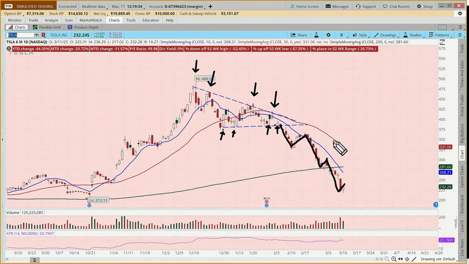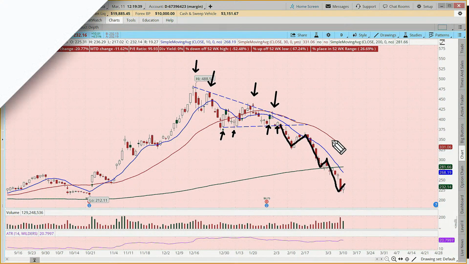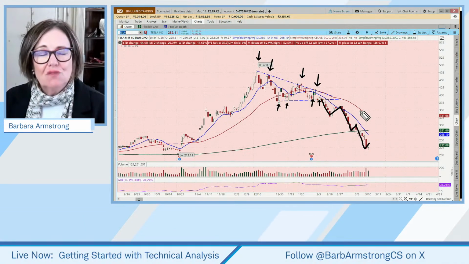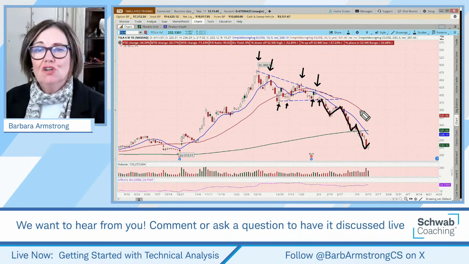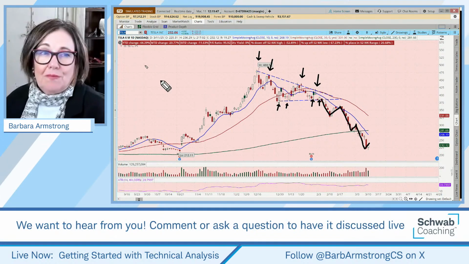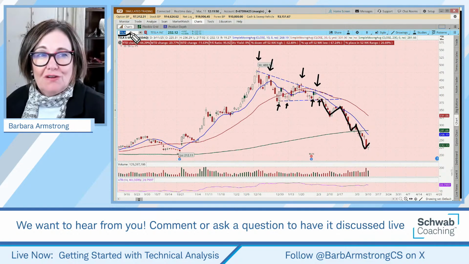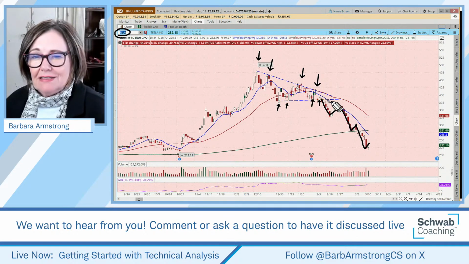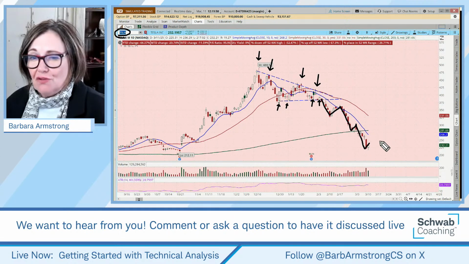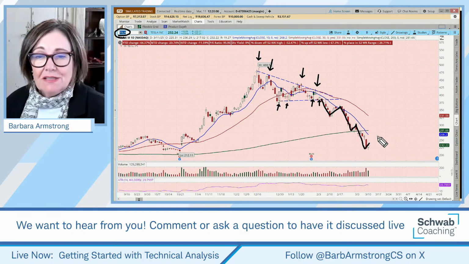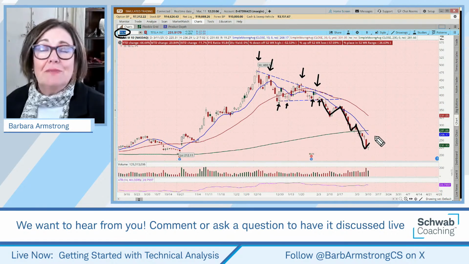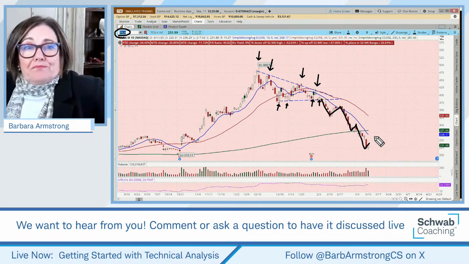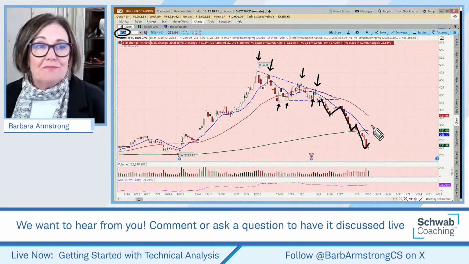And this is why we don't want to look at charts just in isolation. We want to be aware of what's going on in the news, because Elon Musk, founder of Tesla, is a pretty controversial person globally. And some would argue it's impacting the price of the stock. And so that doesn't mean that you can't profit from that information, but you have to be aware of it. Okay, so that's Tesla.